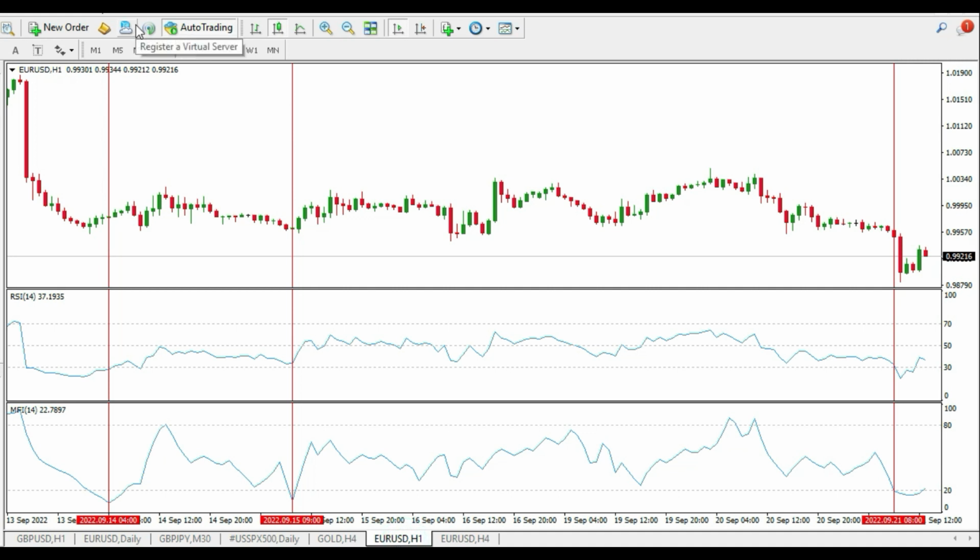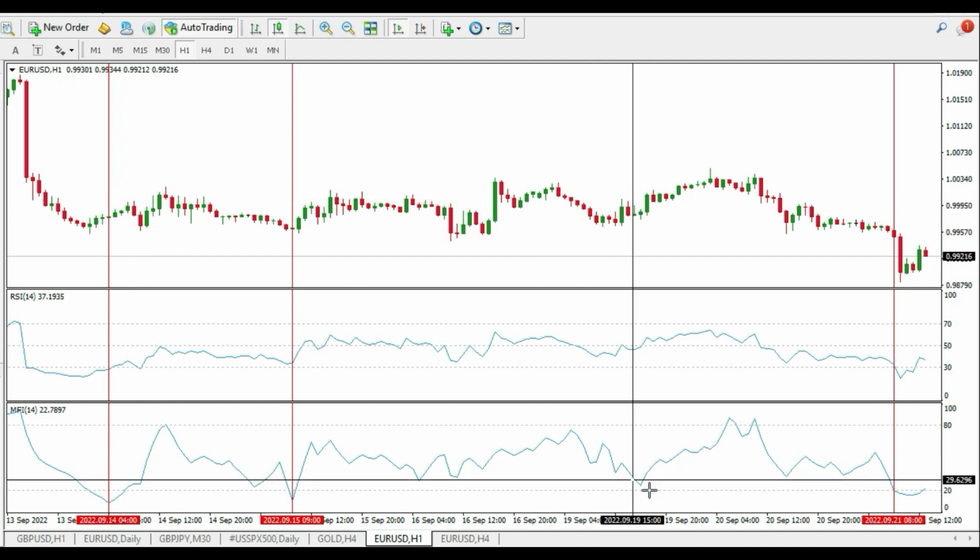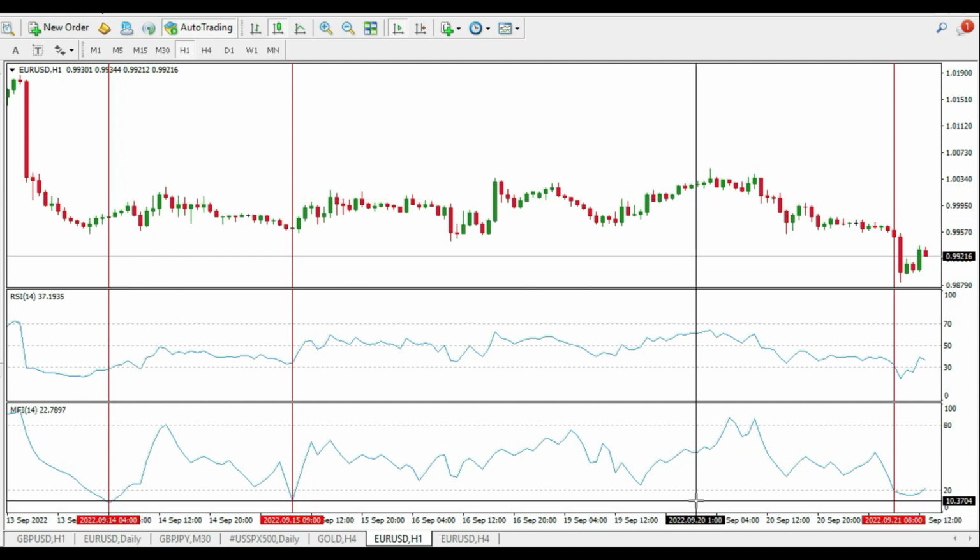This example is a range market for euro-dollar on the hourly chart. Even then, if you see, for example, this spot and you buy here, you can see a little push upside. If you buy here, a little push upside. You will see that the Money Flow Index will not make a huge mistake. Even in a range market, maybe you will not earn, maybe you will break even, but there is a smaller number of false signal trades if you use the Money Flow Index.